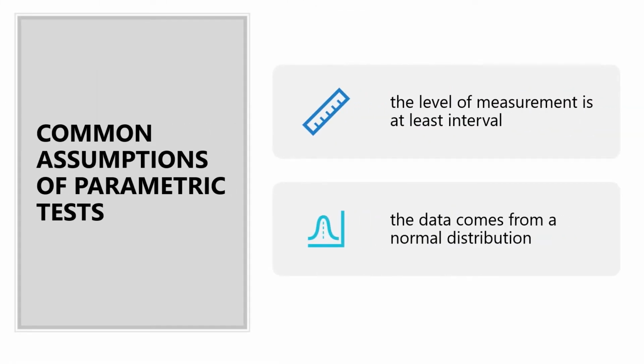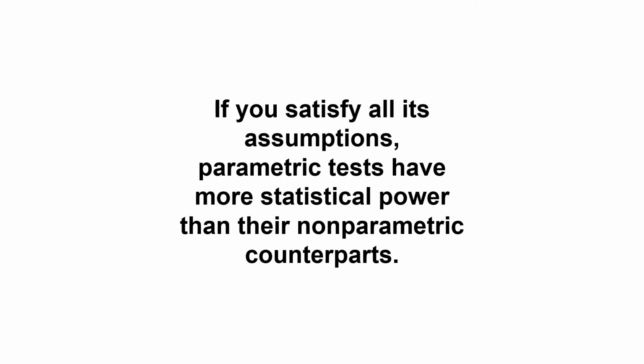Parametric tests have strict rules, and one should satisfy its assumptions before you can use it. These assumptions include, but are not limited to, the following: the level of measurement is at least interval and the data is normally distributed. However, if you satisfy all these assumptions, parametric tests have more statistical power than their non-parametric counterparts. Thus, you are more likely to detect a significant result when one truly exists.